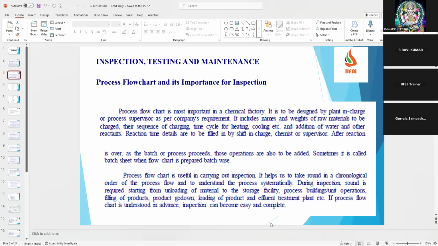During inspection, a round is required for the finished goods as well, the process buildings and also unit operations, filling of the products, product godowns, and loading of the product and effluent treatment plants, etc. If the process flow chart is understood in advance, the inspection can be easy. If you know the process, where to go next, what will be the first and what will be the end, then it will be easy for the inspectors to inspect the locations.